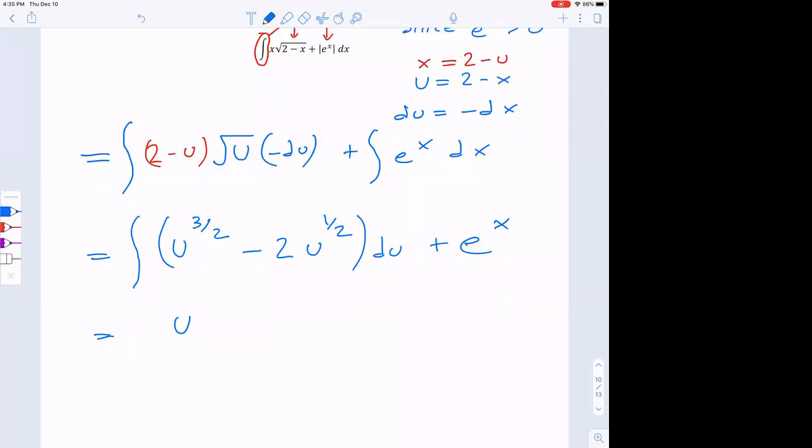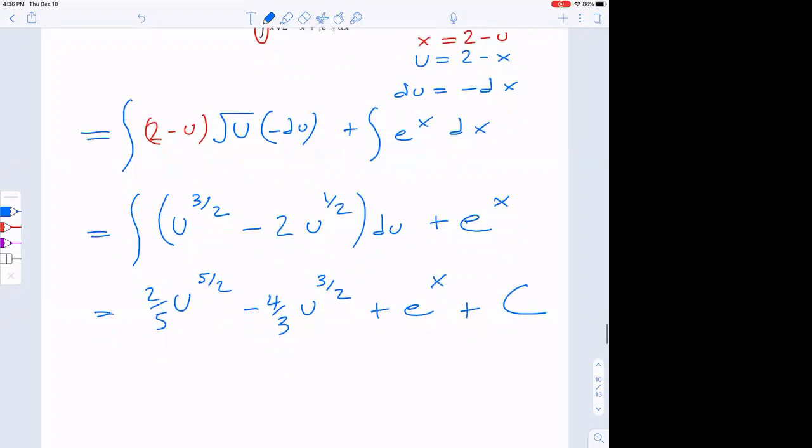Okay, so we'll write u to the 1 higher power, and then multiply by the reciprocal of that power. And then the other term, u to the 1 higher power, and then we multiply by the reciprocal, which is 2 over 3. So I get minus 4 over 3. And then we'd have plus e to the x. And now I'll write the plus c.